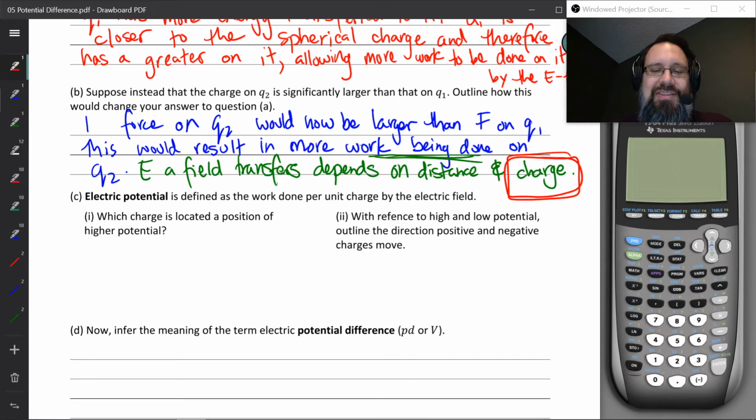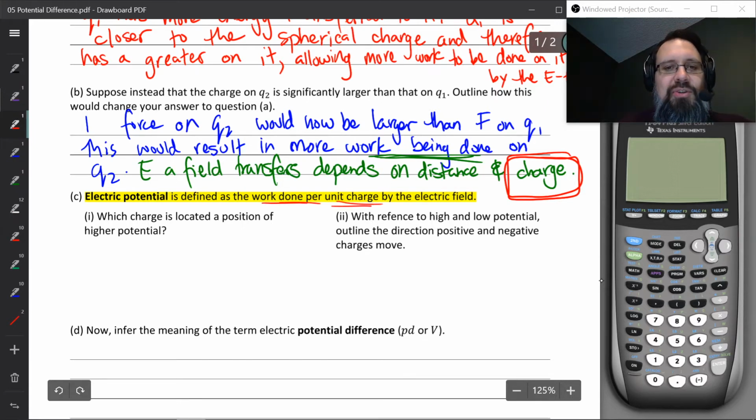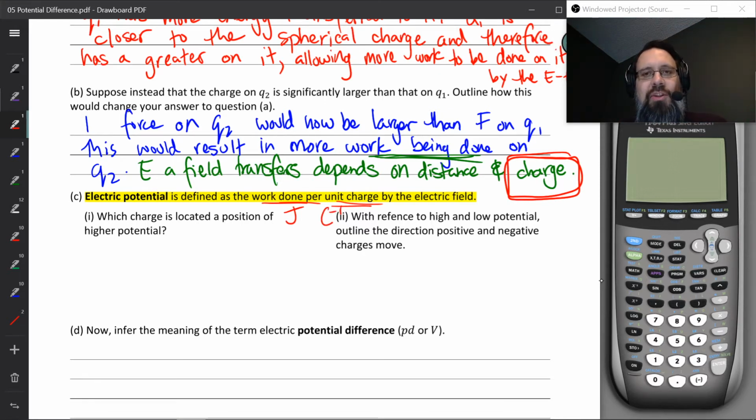Let's answer some questions to check our understanding. All right, so the electric potential of a field, or the field potential, is defined as the work done per unit charge by the electric field. Let me highlight that. So the electric potential is the work done, the energy per unit charge. So that's joules per Coulomb, since Coulomb is the unit of charge. It's how much work you can do per unit of charge that you have.